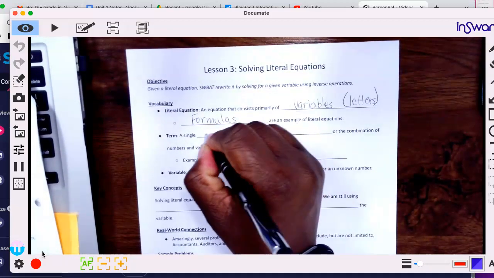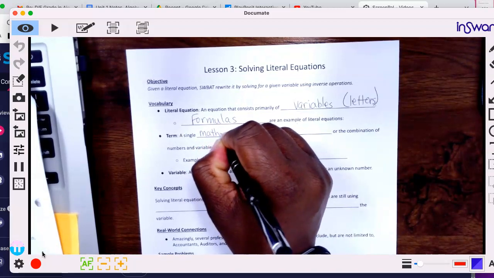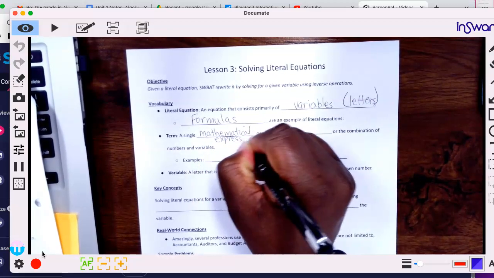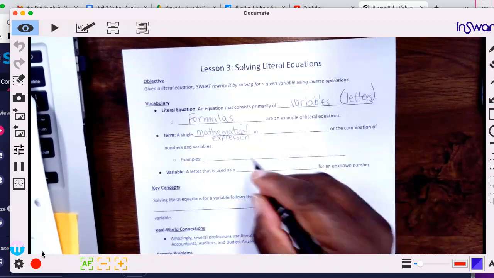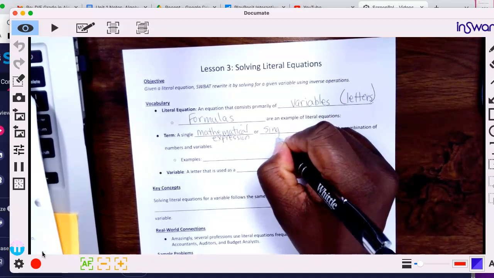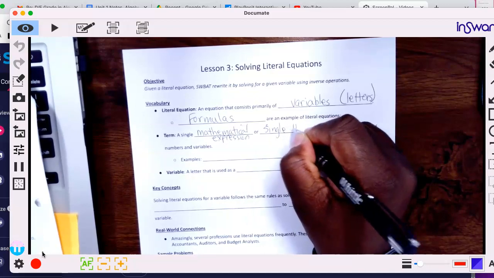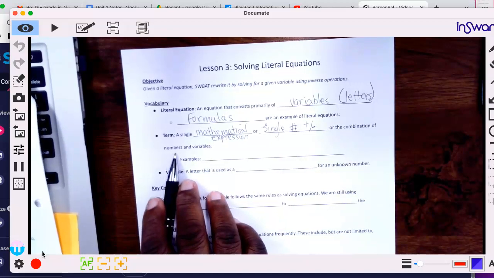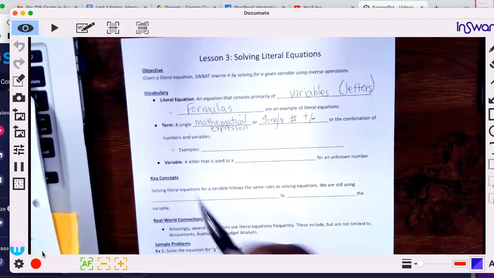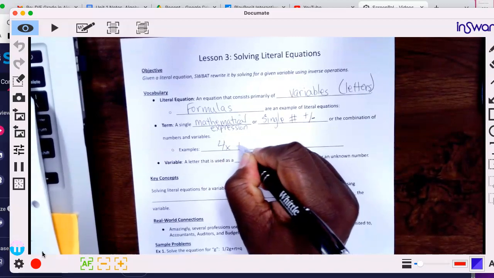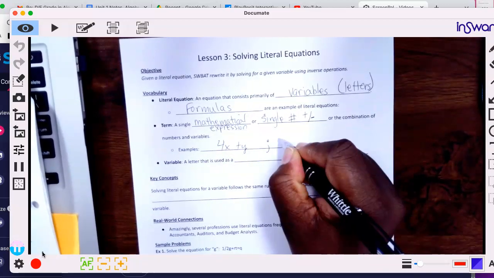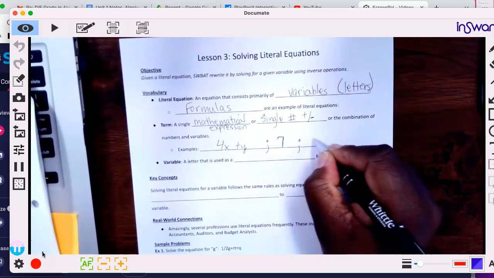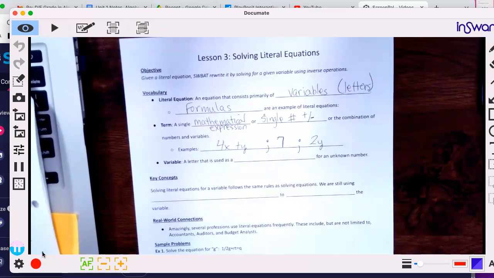A single mathematical expression or single numbers, whether positive or negative, or the combination of numbers and variables. An example of that would be 4x plus y. Another one would be just a constant, which is 7. Then you may have a constant and variable together, something like 2y.